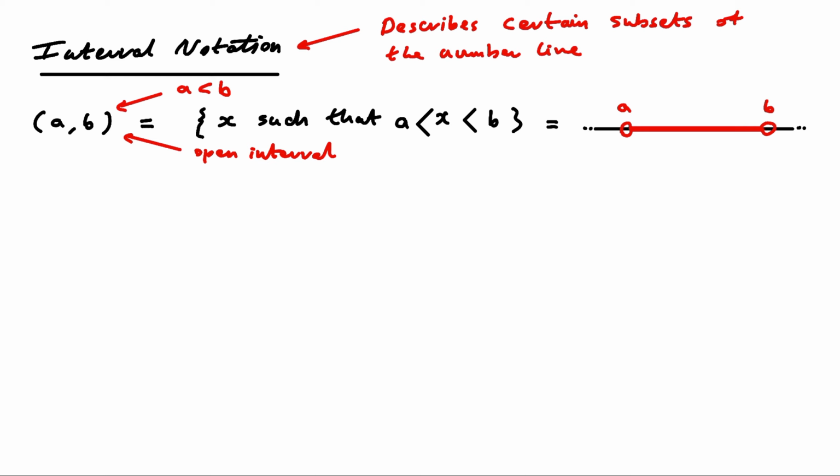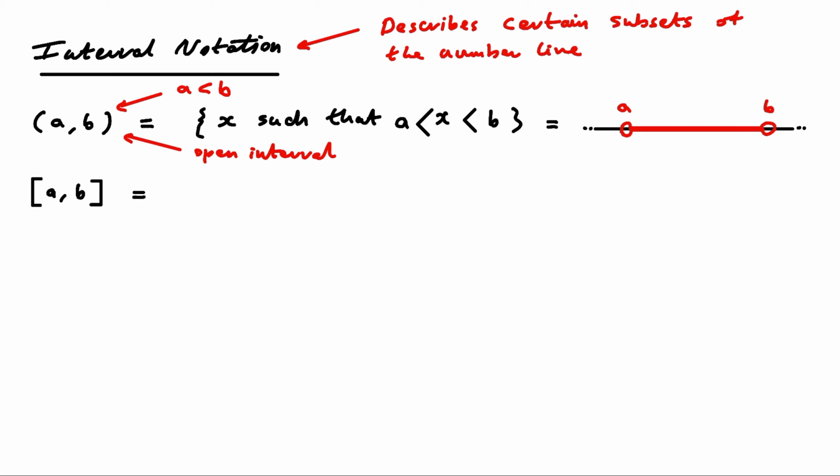An open interval. Now, the opposite extreme of this would be a closed interval. And for a closed interval, we use bracket notation, square brackets. It's curved brackets for the open. And if I write this instead, it's very similar, but you've got these square brackets.